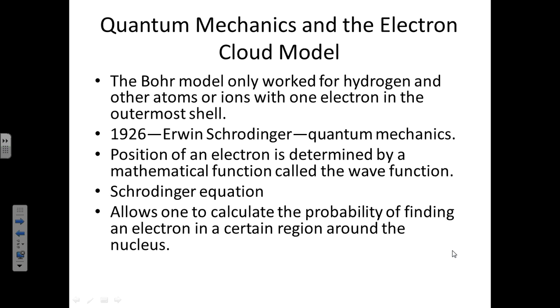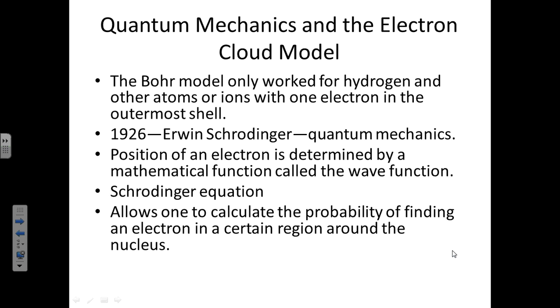The Bohr model only worked well for hydrogen and really small atoms. The problems we just did work perfectly for really small atoms. But things get more complicated when you start moving up to the bigger atoms, and you've got all those electrons swirling all over the place. A guy named Schrodinger came along in 1926, and he came up with a mathematical function to let us do some of these calculations.